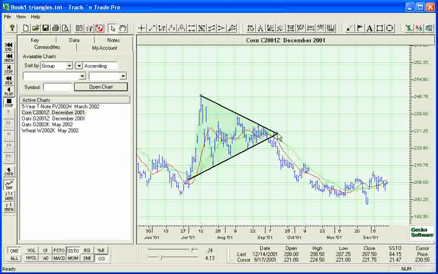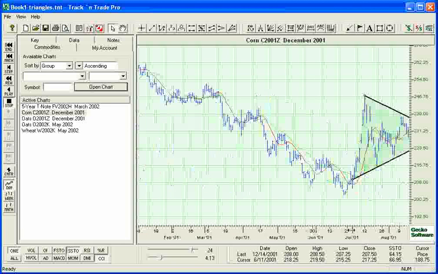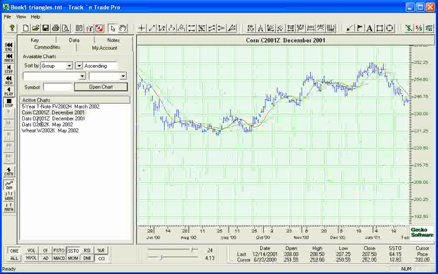And that's almost a perfect triangle, maybe even a pennant. Pennants and triangles are exactly the same, other than the fact that pennants are maybe just a little bit shorter. This one's probably a little bit elongated, so it's probably more of a triangle than a pennant. Let's look back in history and see if anything jumps right off the screen at us. I don't see anything quickly off that chart.